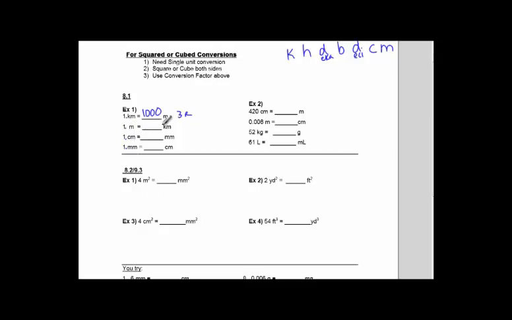1 meter to a kilometer, I would start with meters, which is the base. These, remember, could be meters, they could be grams, they could be liters. So if I begin with meters and go to kilometers, I want to move my decimal place 3 places to the left. So 3 places to the left would give me 0.001 kilometers.